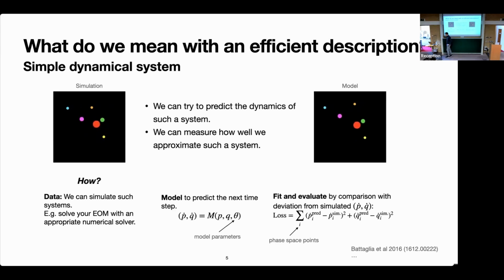And then you can fit this model, you can optimize this model, and you can evaluate this model by comparing with the deviation from simulated data. So if you have your simulated data and you have your predicted data from your model, you can measure the deviation across various phase space points. And this gives you some energy functional, some loss function, in whichever language you want to calculate this. Right? So this is something which you can optimize.